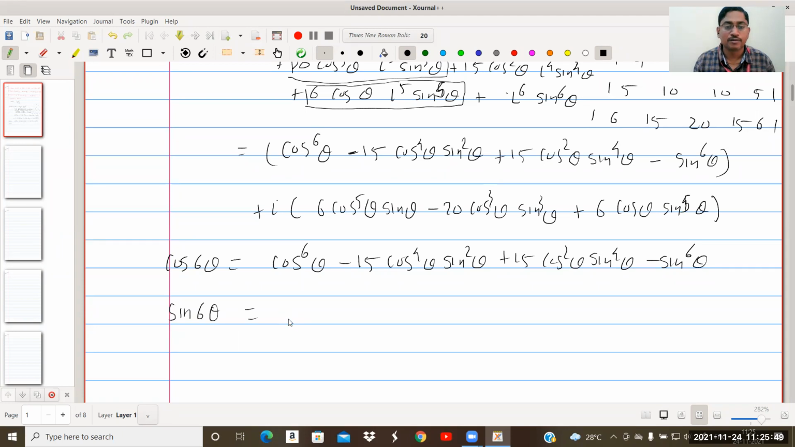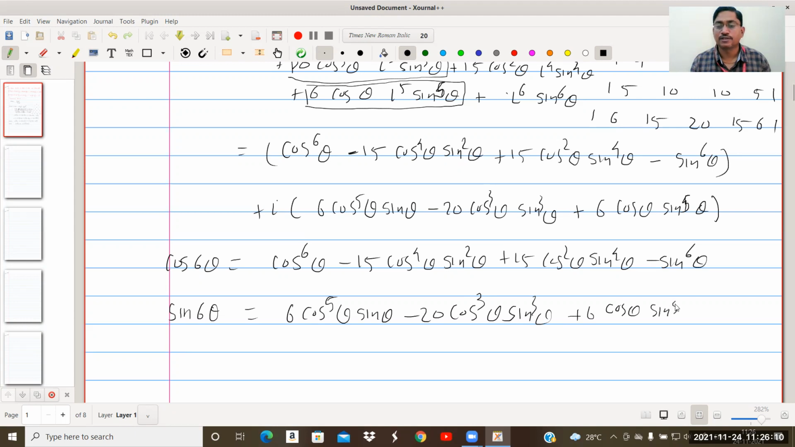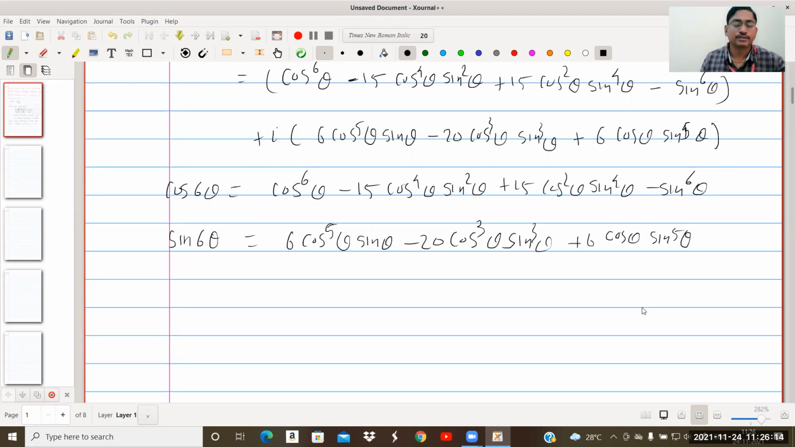So take the coefficient of i on both sides, that is the imaginary part: 6 cos^5 θ sin θ minus 20 cos^3 θ sin^3 θ. The indices sum has to be 6, always, because we are expanding (a+b)^6. And what is the last term? Plus 6 cos θ sin^5 θ.